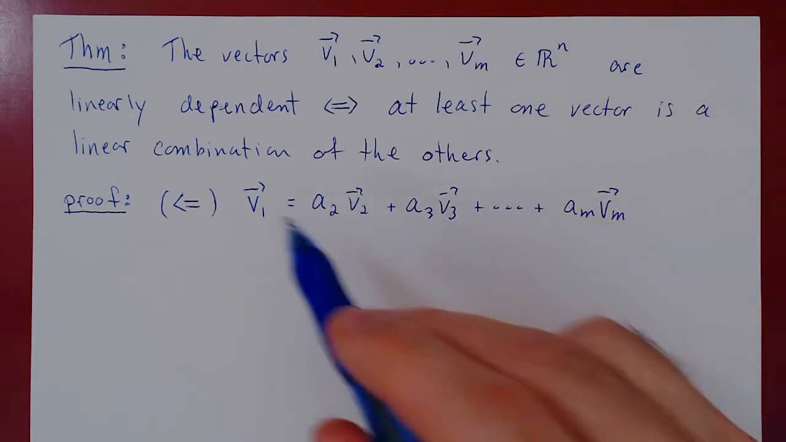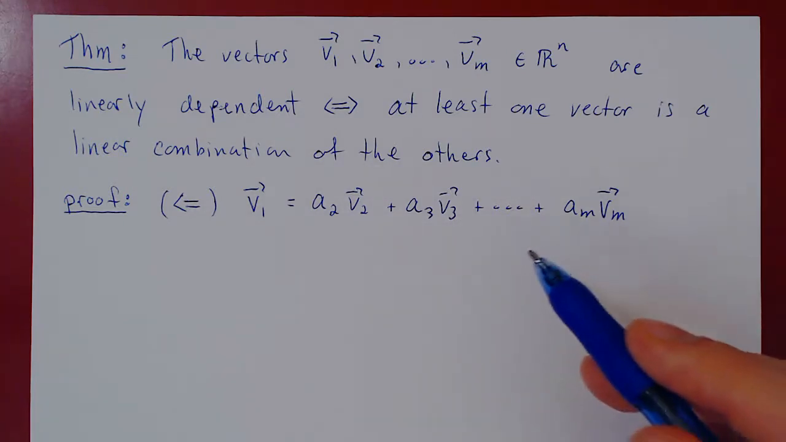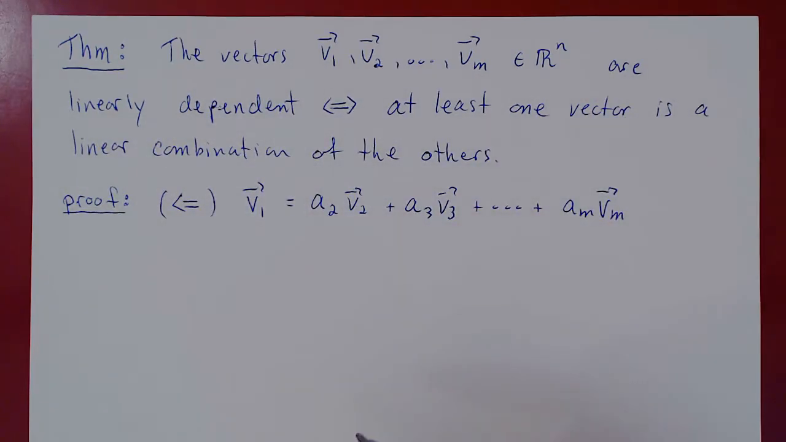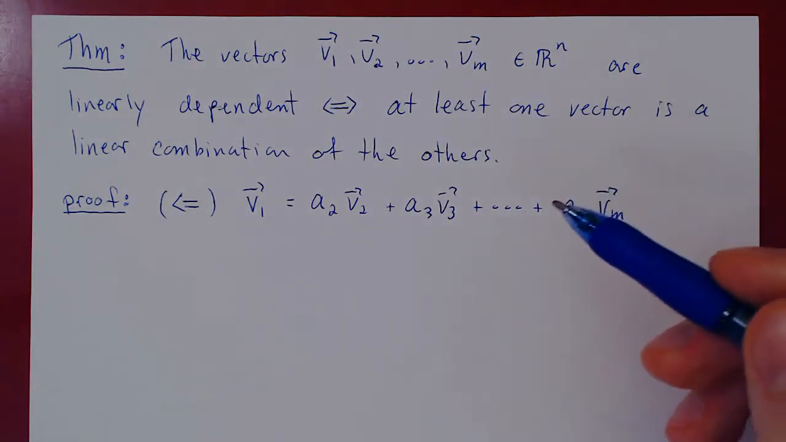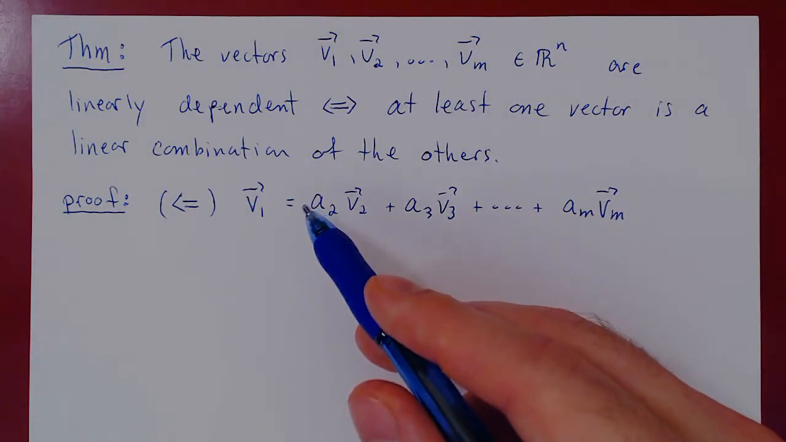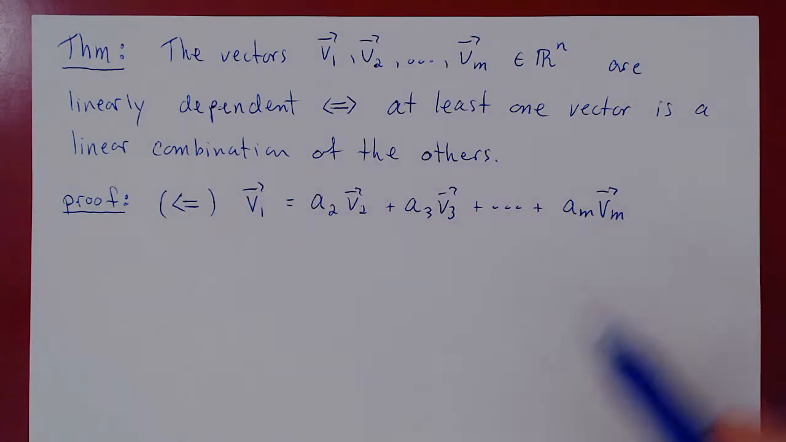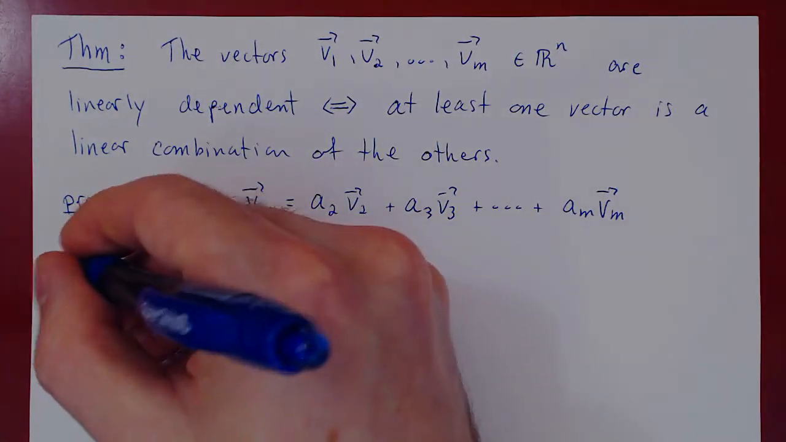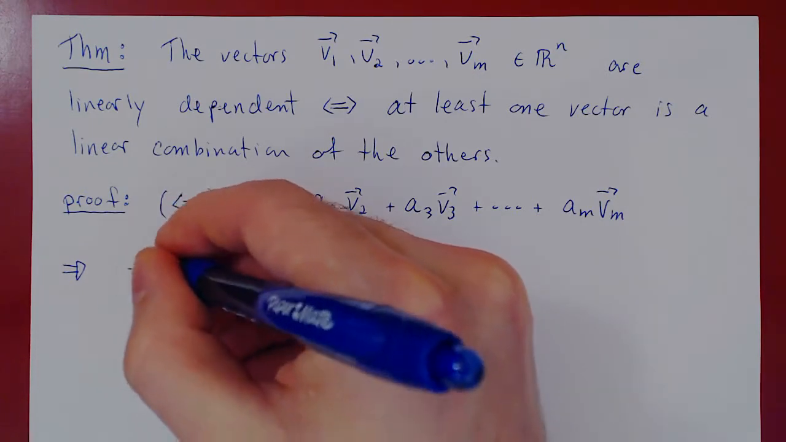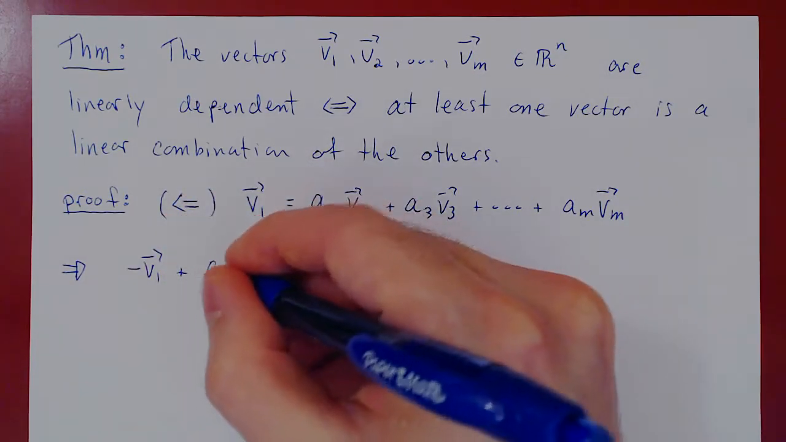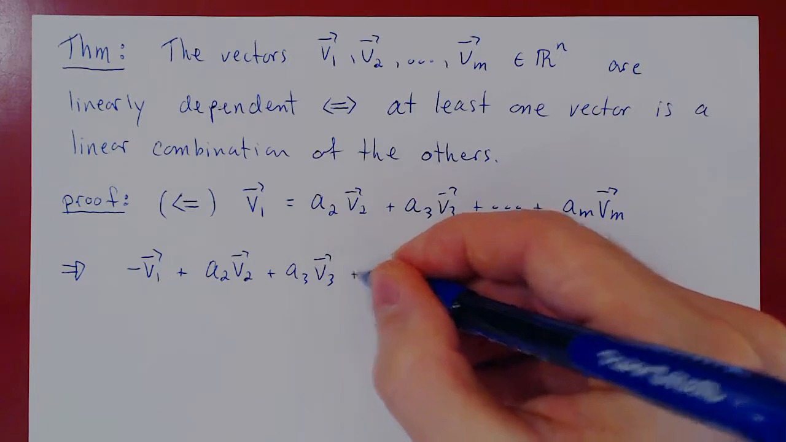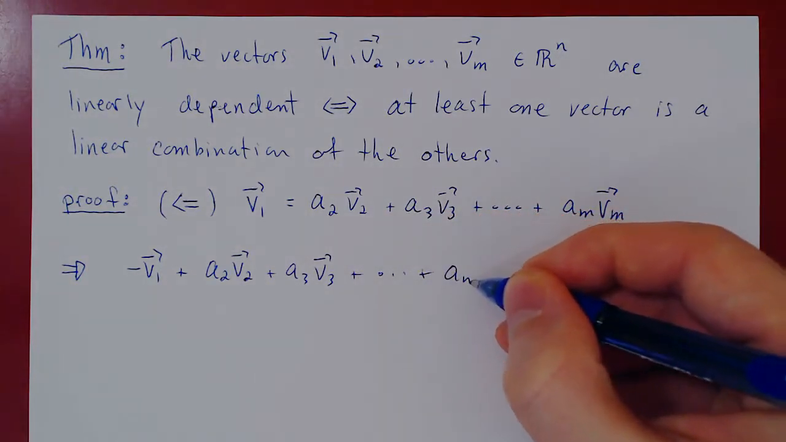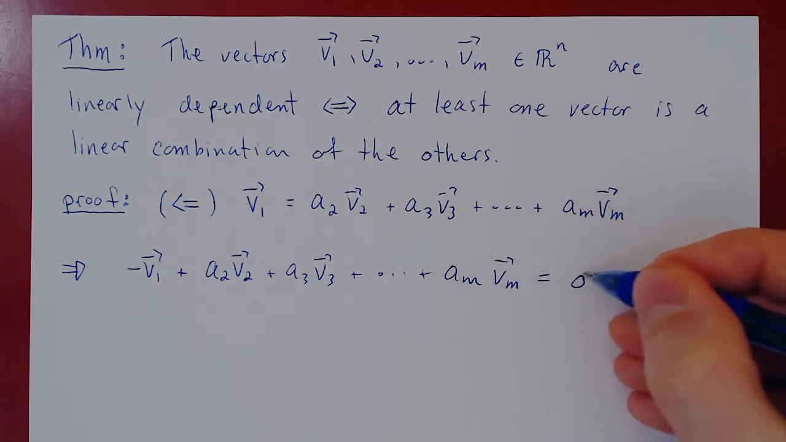And from this equality, v1 being a linear combination of the other vectors, we want to prove that we have linear dependence. Well, again, this is considering a linear combination of these m vectors giving the 0 vector. Well, all we have to do is send v1 on this side, and we'll get the 0 vector equals negative v1 plus these vectors. So negative v1 plus a2 v2 plus a3 v3 up to am vm is therefore the 0 vector.